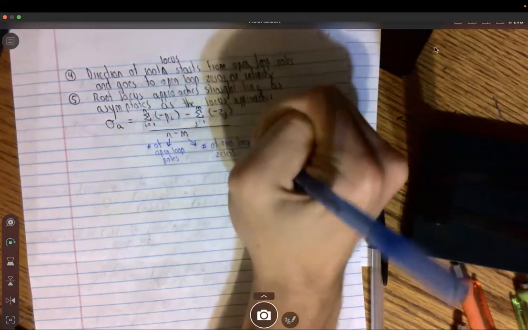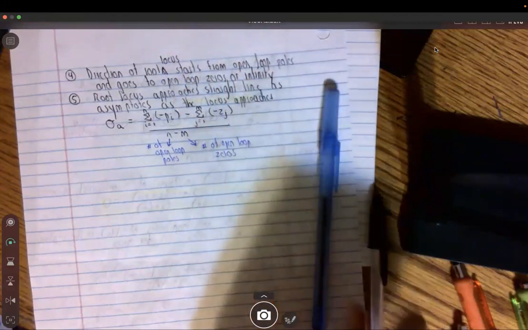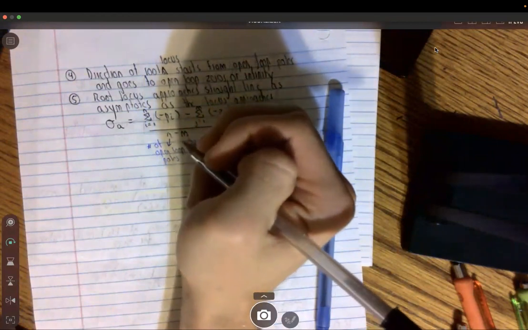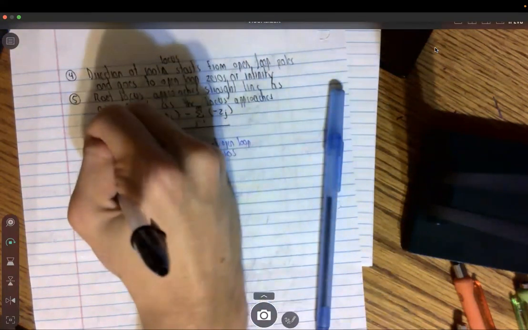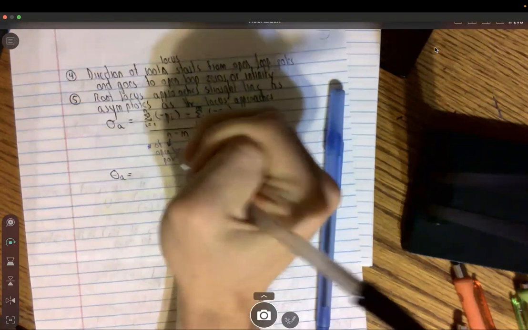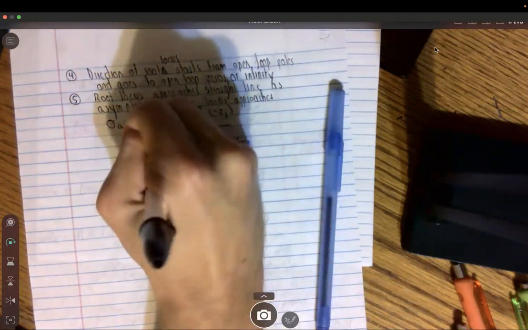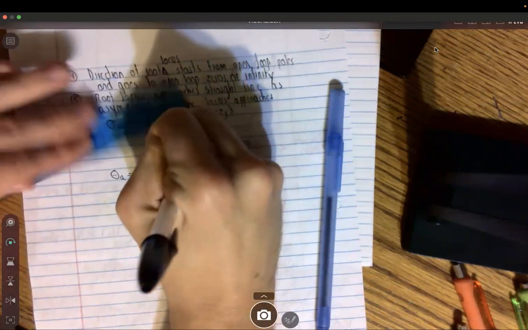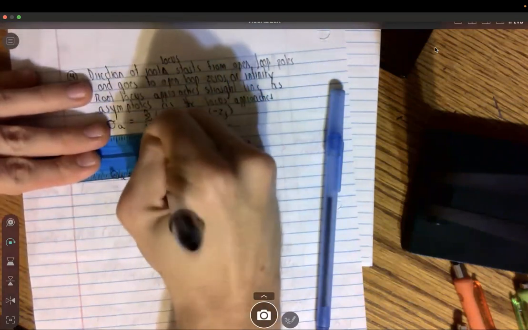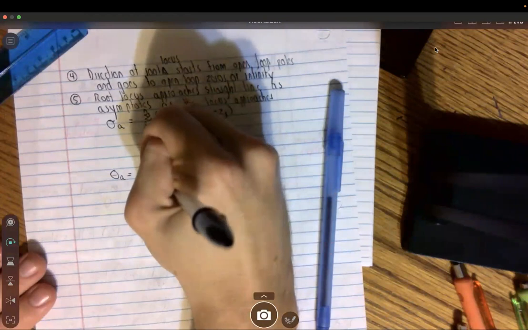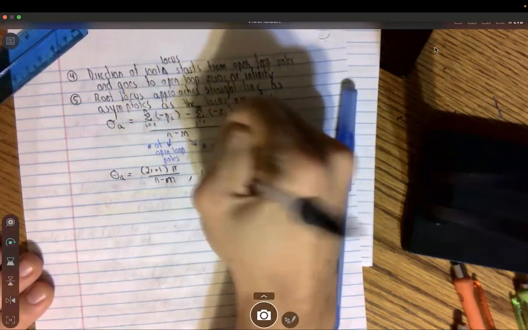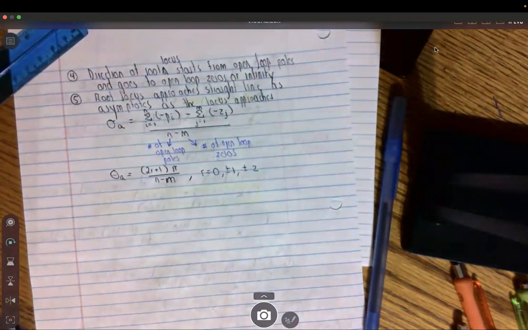Okay, now that we have that, we have asymptotes, but we have to determine at what angle those asymptotes occur. And so the angle of your asymptotes is going to be given by (2r plus 1) times pi all over n minus m. And your r is going to be defined as 0, plus minus 1, plus minus 2, and then you stop once it starts to repeat.